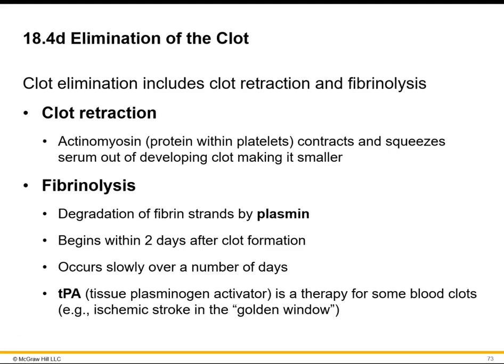Now, we use TPA therapeutically for some blood clots. For example, pulmonary embolism and ischemic stroke in the golden window. And that's generally considered to be about the first 4.5 hours after a stroke occurs. You can try to give the patient TPA and see if you can resolve that blood clot.